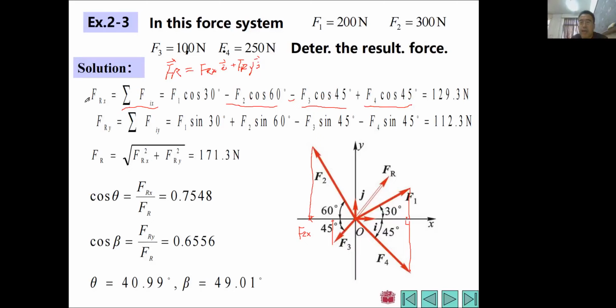Okay? If you can totally understand this, we can find FRy in the same manner.